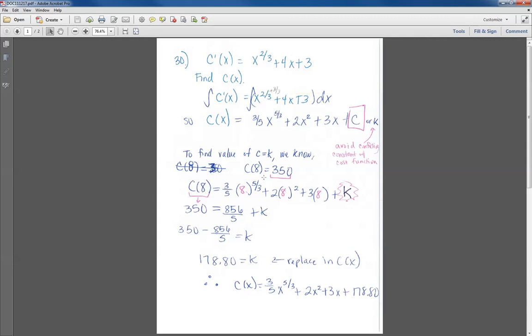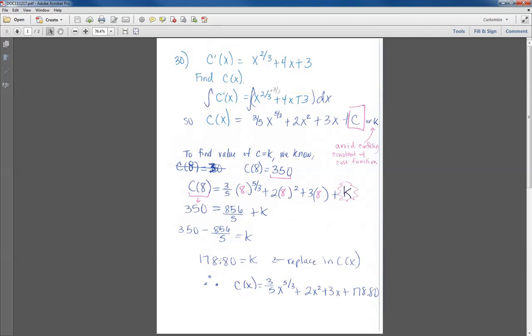So if you work through this, now replacing that c of 8, which is actually known to be the value 350, I've replaced c of 8 with 350. I've substituted in 8 everywhere there's an x. I've gone ahead and used my calculator and asked it to give it in fraction form, so that right hand side turns out to be 856 over 5. I've got my variable k here, that constant.